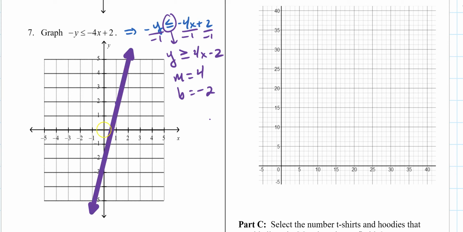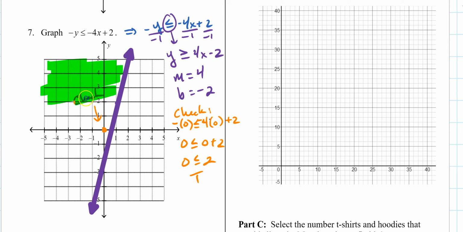I'm going to check a point, 0, 0 once again. So when I check that point, I'm going to plug in negative 0. We always check back into the original equation. Negative 0 is less than or equal to negative 4 times 0 plus 2. So I get 0 is less than or equal to 0 plus 2. 0 is less than or equal to 2. That is also true. So I'm going to shade the true side once again, and I'm going to end up shading this time what looks like the left-hand side of my graph.